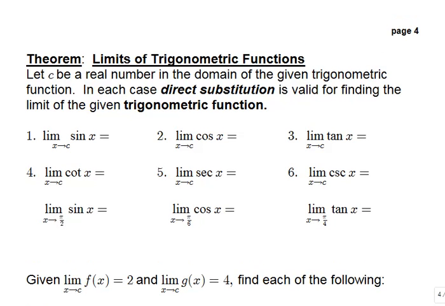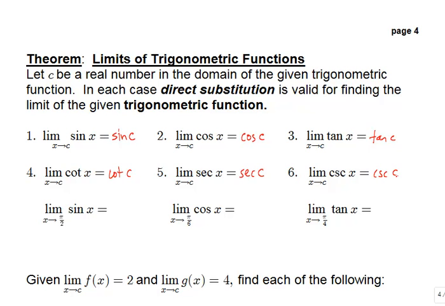Okay, one more theorem here, and this is for limits of trigonometric functions. So let c be a real number in the domain of a given trigonometric function. In each case, direct substitution is valid for finding the limit of the given trig function. So in other words, we can just plug in our c and we will have our limit. So if I want the limit as x approaches c of sine of x, then this would just be sine of c. The limit of cosine becomes cosine of c. The limit of tangent becomes tangent of c. Limit of cotangent is cotangent of c. Limit of secant is secant of c. And limit of cosecant is cosecant of c.